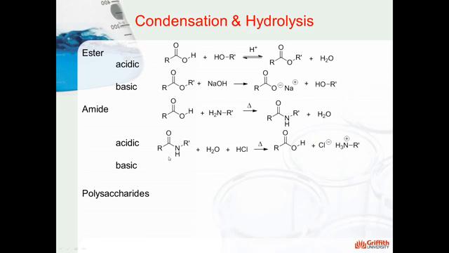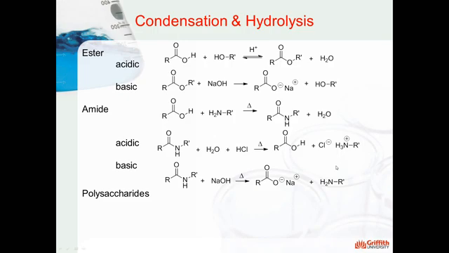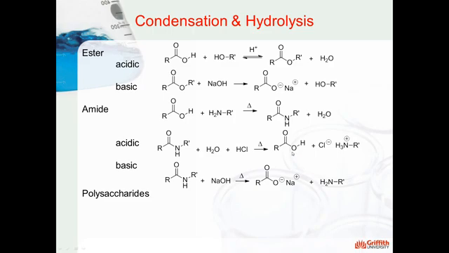An amide can be hydrolyzed under either acidic or basic conditions. So an amide plus water plus acid will give carboxylic acid and the ammonium salt. Under basic conditions, the amide is hydrolyzed to give the carboxylate ion and the amine. So note the different forms there of the carboxylic acid and the amine under either acidic or basic conditions. Under acidic conditions, it's the carboxylic acid. Under basic conditions, it's the carboxylate ion. Under acidic conditions, we have the ammonium ion, so positive charge on the nitrogen, whereas under basic conditions, it is the amine.